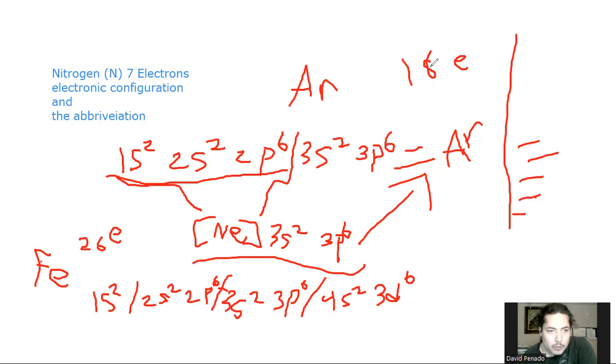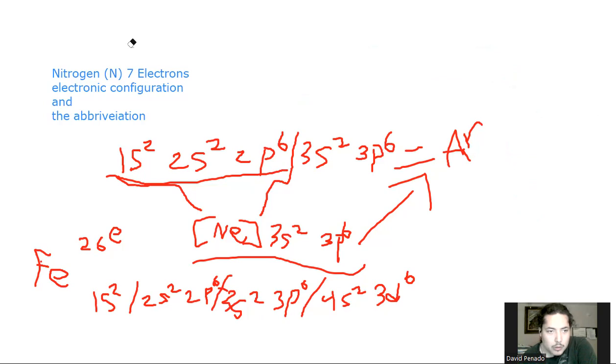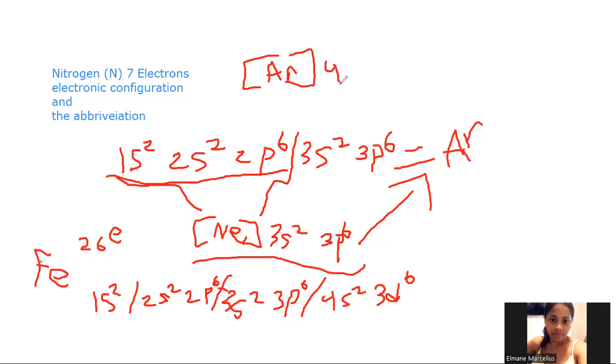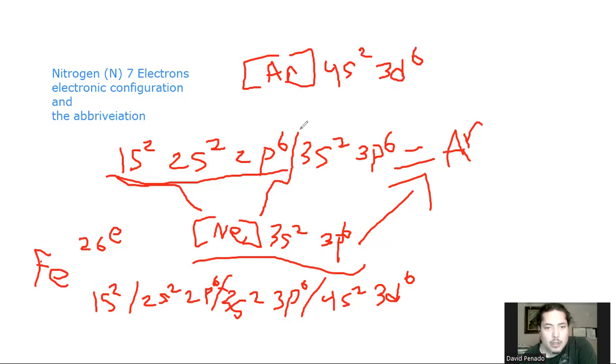Hold on. Let me see if I can erase this. Okay. Brackets Ar, 4s2, 3d6. Yep, that's the abbreviated version of it. So you see, this is why we use the abbreviated version. Instead of writing this whole thing, we just write this and boom.